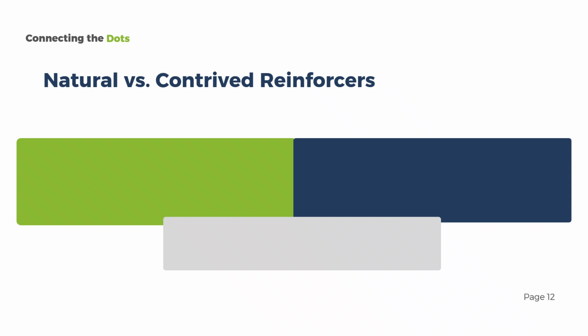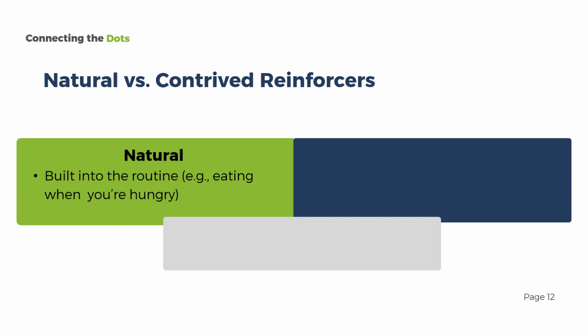Now let's talk about the difference between natural and contrived reinforcers. A natural reinforcer is something that happens as a direct result of a behavior and is already built into the situation or routine. For example, if a child is hungry and they ask for food, the natural reinforcer is that they get to eat. No one had to add anything extra. The reinforcement is a part of the outcome.